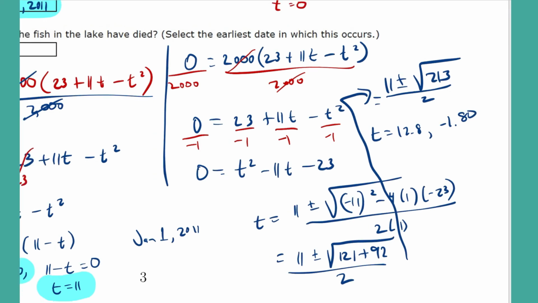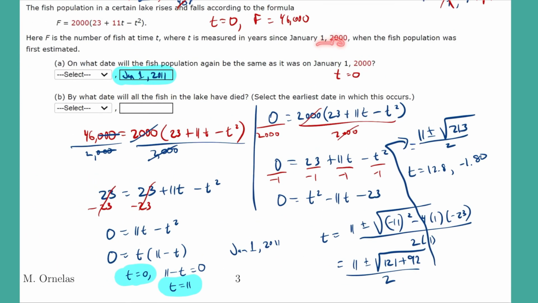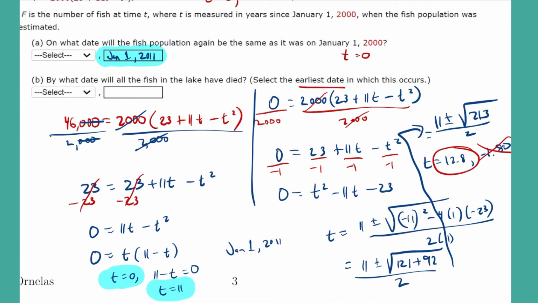But they don't really want you to go back into time. They want you to go forward. So this one would take you back. This one would move you forward. So this one is out. This is the year that they want. The earliest date would be 12 years, 12 and some change. So let's just go with 13 years later. So I would say about, well, actually, let's just go with the 12 years. So 2012. So that concludes this section.